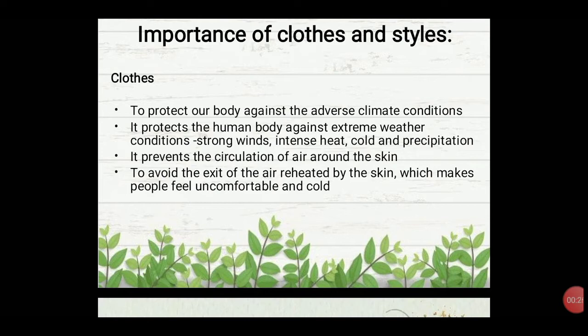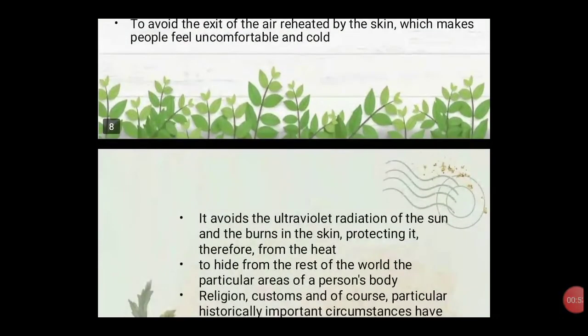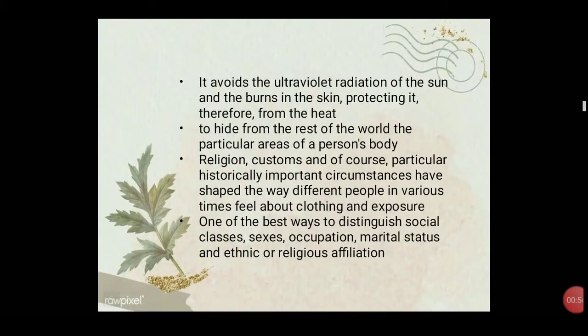Clothes are to protect our body against adverse climate conditions. They can also protect the human body against extreme weather conditions, strong winds, intense heat, cold, and precipitation. They can also prevent the circulation of air around the skin, and provide an exit for the air reheated by the skin, which makes people feel uncomfortable and cold. They can also avoid the ultraviolet radiation of the sun and burns on the skin, protecting it from the heat.